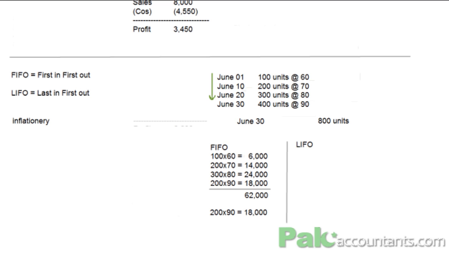We'll be starting from bottom up, right? Whatever came in latest will be issued to production hall at first place. So 400 units at 90, it will be 36,000, and then 200 units more for 80, which is 16,000, right? So if you just sum this up, it will be 52,000.